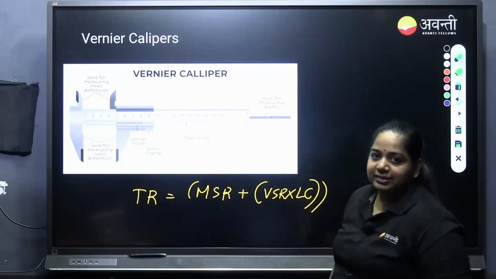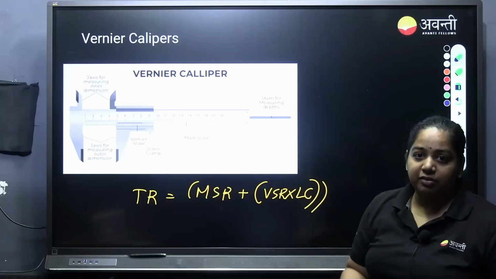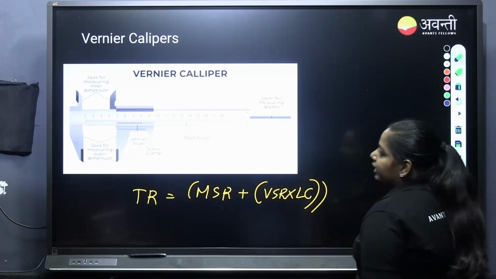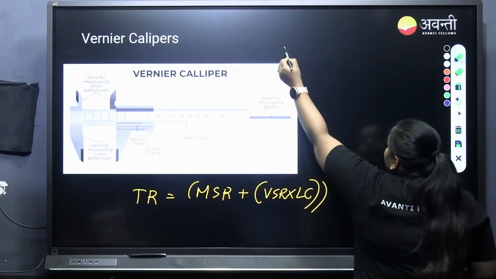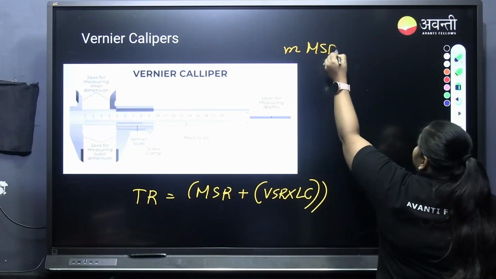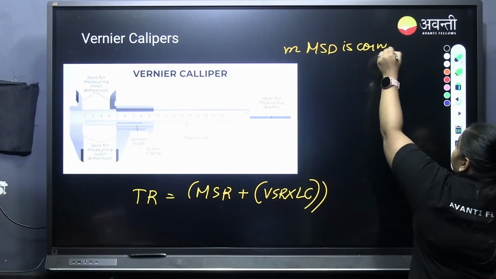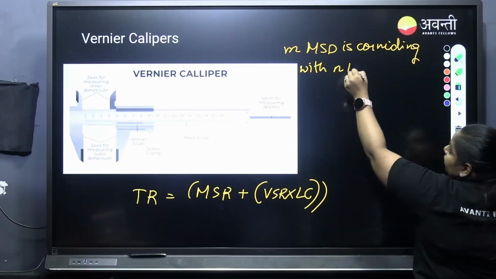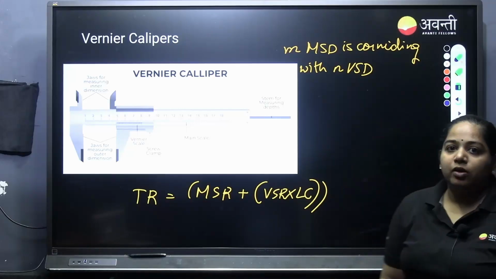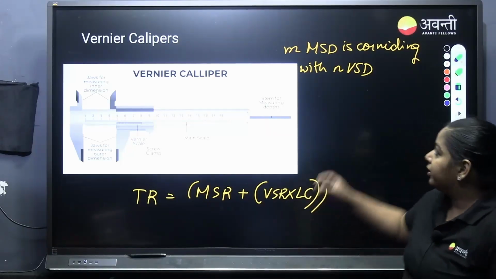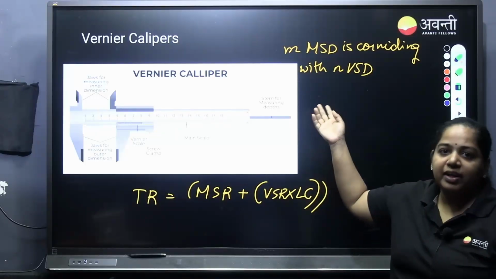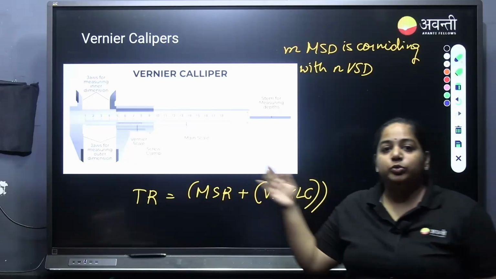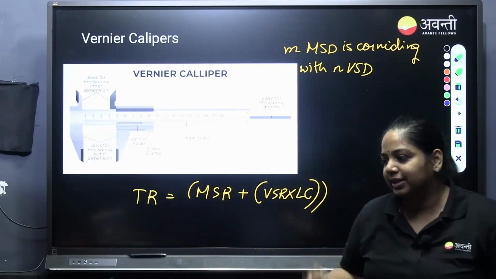But in our entrance exam, this is not the equation that we most need. You need this equation, but you need some others also. The question will be given in this format: M number of MSD is coinciding with N number of VSD. It will be given as numbers, not M and N, like 20 divisions of main scale coinciding with 21 divisions of vernier scale. I hope you have seen such questions.